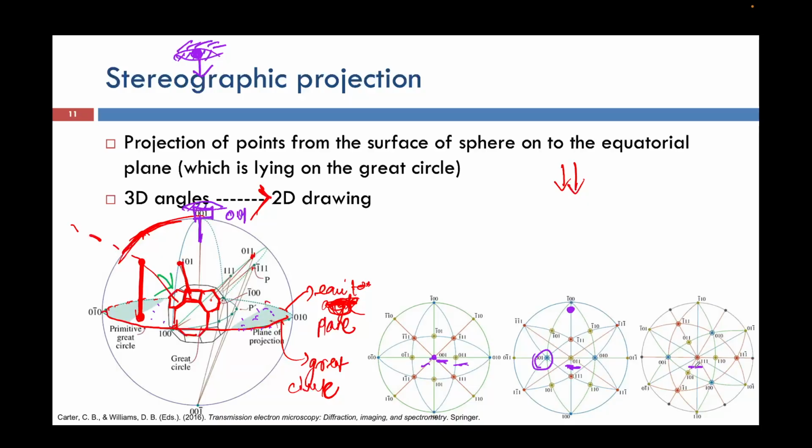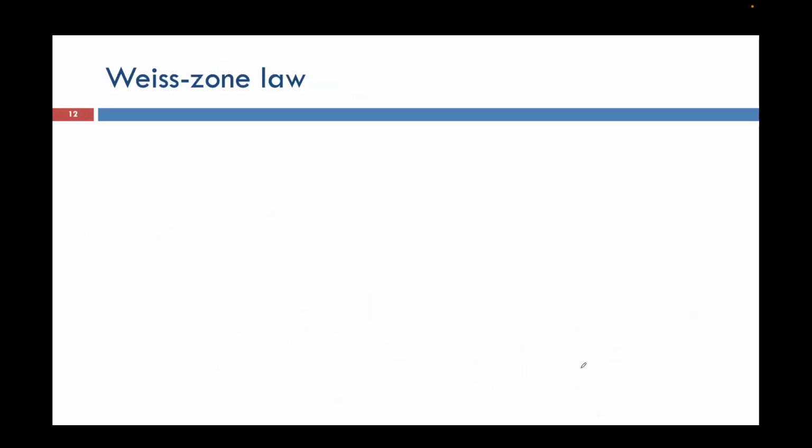The points which stay at the center of the stereographic projection are known as the zone axis. The zone axis is nothing but the direction along which your electron beam will be incident on your specimen. And that brings us to the Weiss zone law.